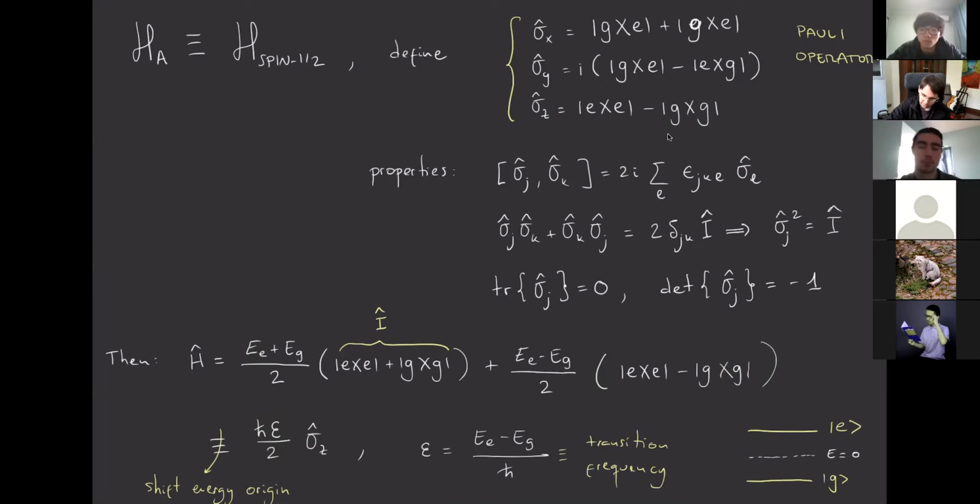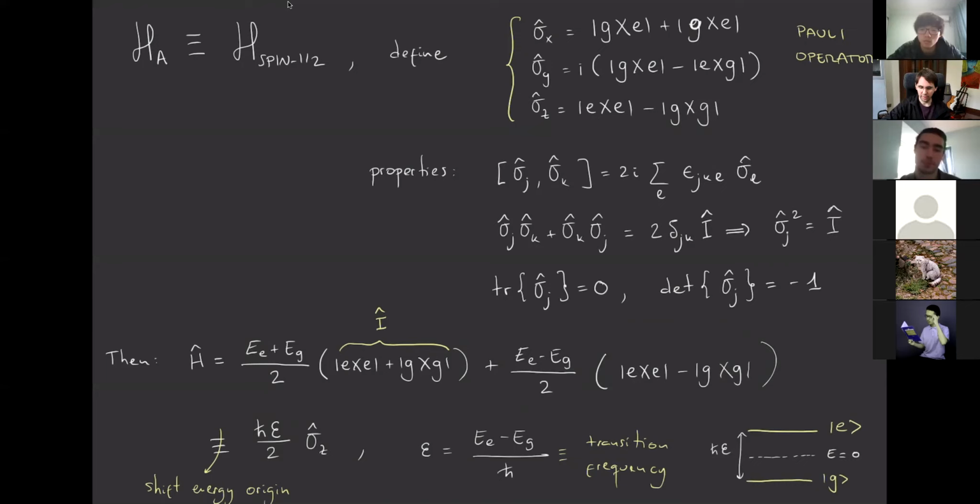And of course, this transition has an energy h bar epsilon, okay? So you see that the Pauli operators allow us to write this very simple form of the Hamiltonian.